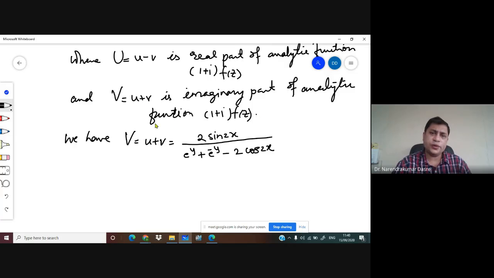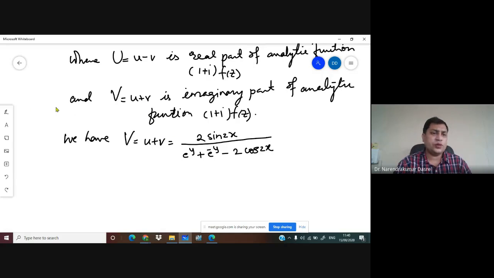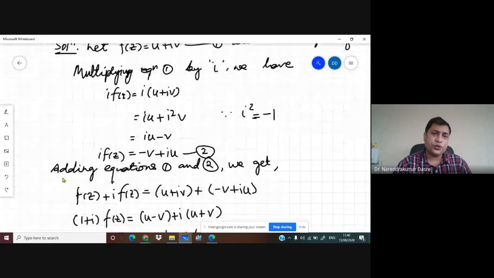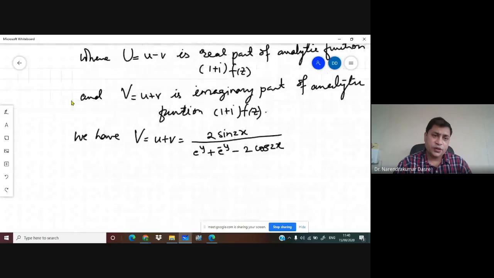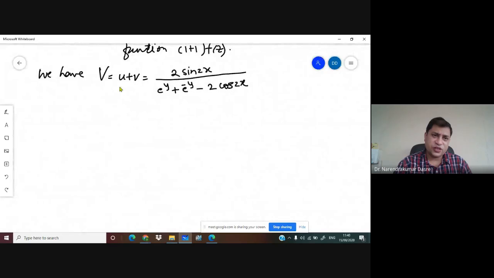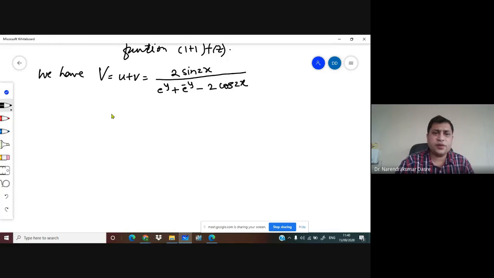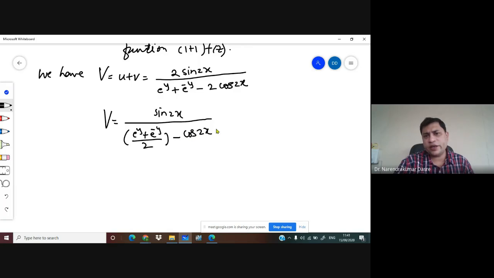Okay, so we can see that this is going to be the imaginary part. Now, if we know that the imaginary part is given, we have to use the Milne-Thompson method for the imaginary part. So if I want to use it for the imaginary part, then I have to find the first order derivatives. If we simplify this, capital V is equal to, dividing the numerator and denominator by 2, sine of 2x upon, e raised to y plus e raised to minus y by 2, minus cos of 2x.